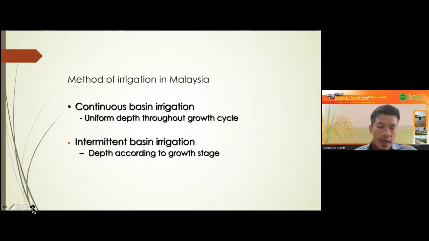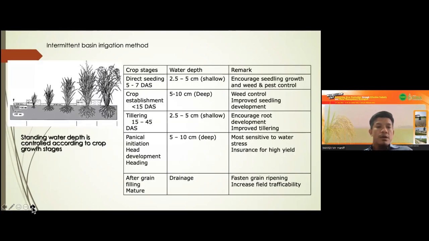So for the approach and method of irrigation in Malaysia, we use continuous basin irrigation, which is a uniform depth throughout the growth cycle, and also intermittent basin irrigation, which is a depth according to the growth stage. For the intermittent basin irrigation, standing water depth is controlled according to the growth stage. For direct seeding, from 5 days to 7 days after sowing, we need about 2.5 cm to 5 cm, and this is to encourage seedling growth and weed and pest control.